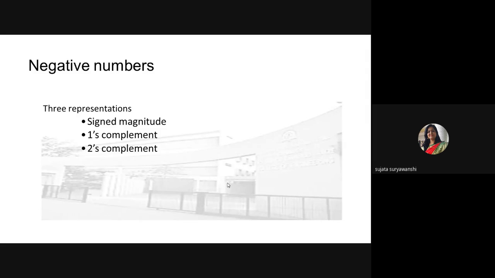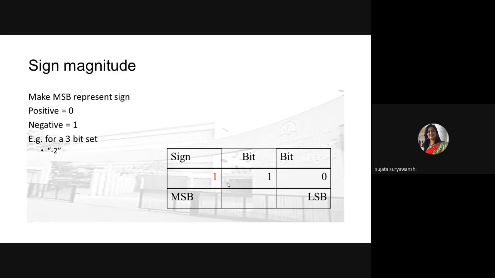Next is negative numbers. Till now we have seen how to represent numbers in decimal, octal, hexadecimal or binary. Now we'll see negative numbers. There are three different types of representations. The numbers can be in sign magnitude, ones complement, or two's complement representation. In sign magnitude, the numbers are represented with a sign and an unsigned magnitude.